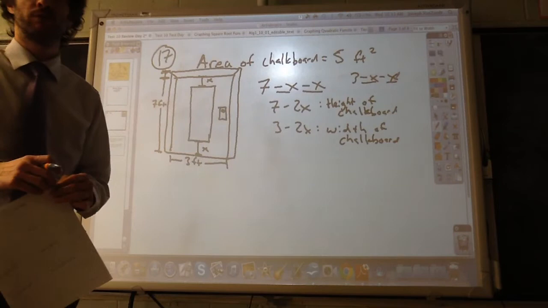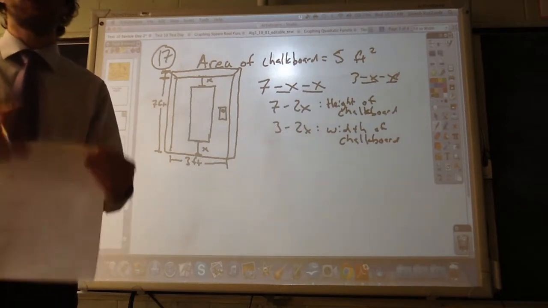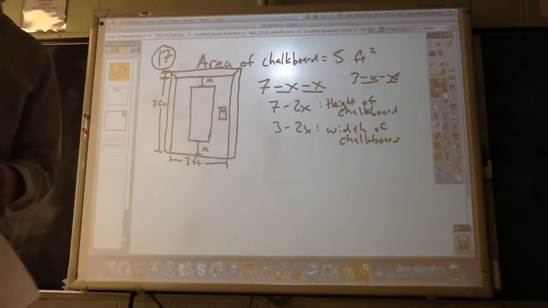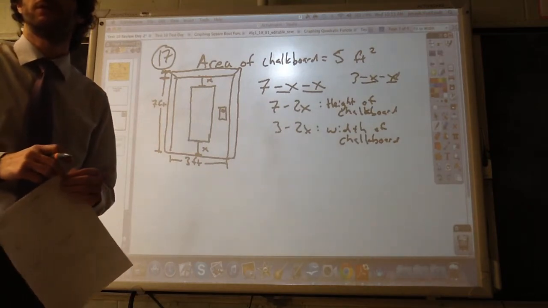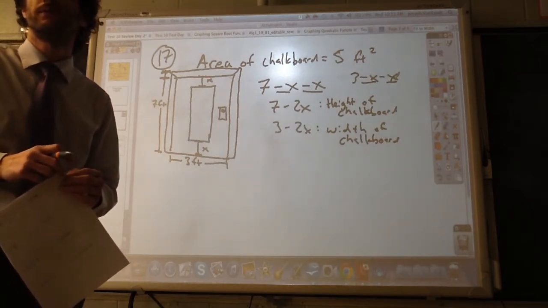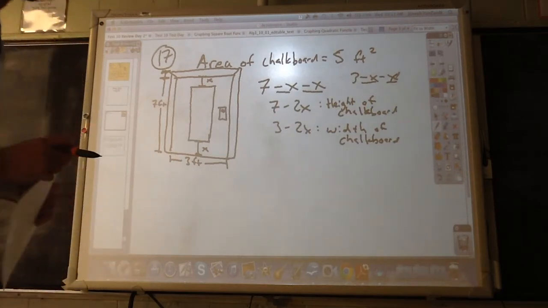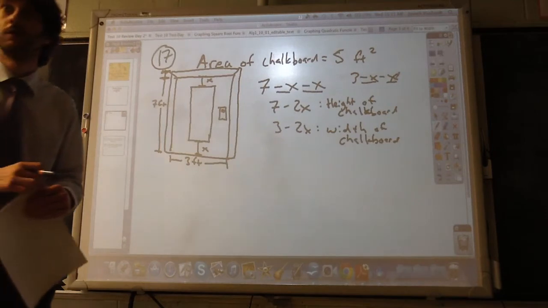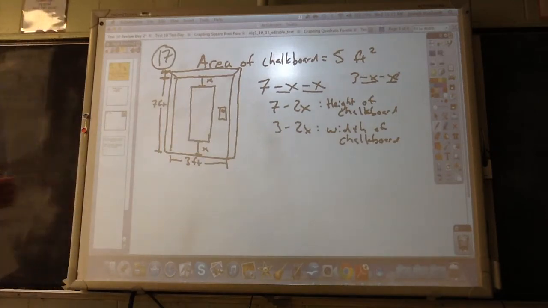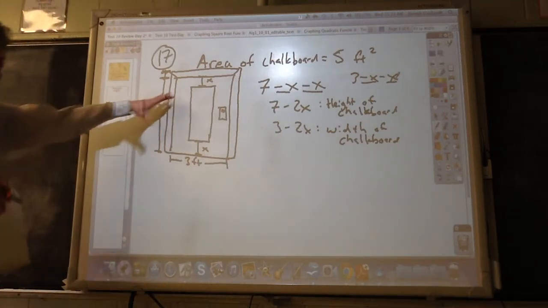Area of a rectangle is base times height or length times width. Either way you want to think about it. What was your question? Since the door is 7 feet and I thought the chalkboard was 5 feet, could you just say that both x equal 1? Right, but that's not the height, right?